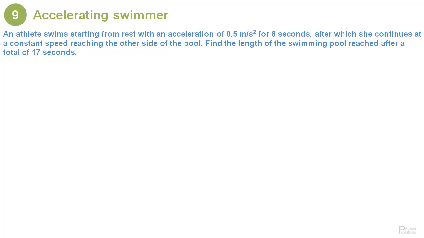An athlete swims, starting from rest, with an acceleration of 0.5 meters per second squared for 6 seconds, after which she continues at a constant speed, reaching the other side of the pool. Find the length of the swimming pool reached after a total of 17 seconds.